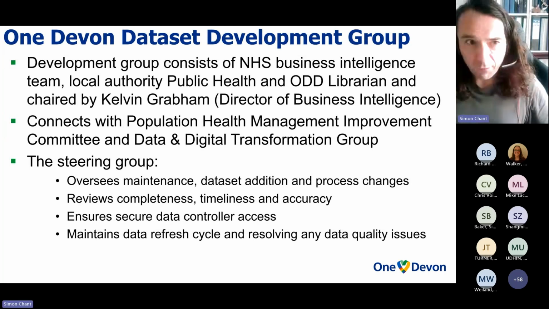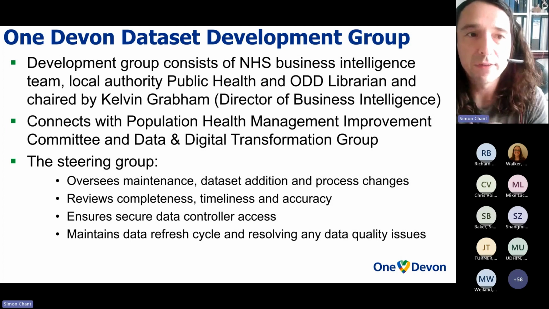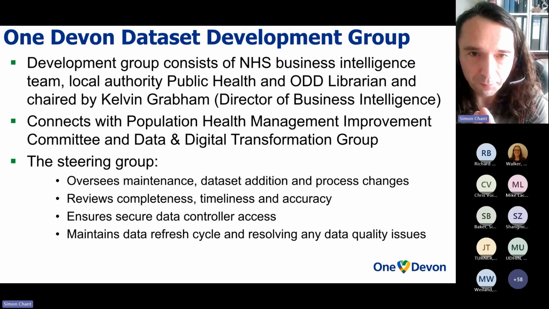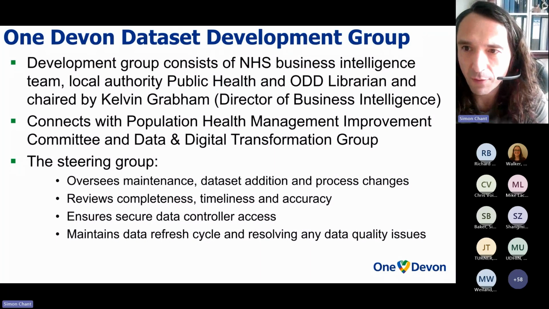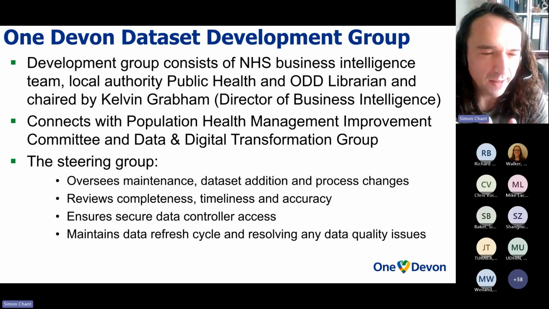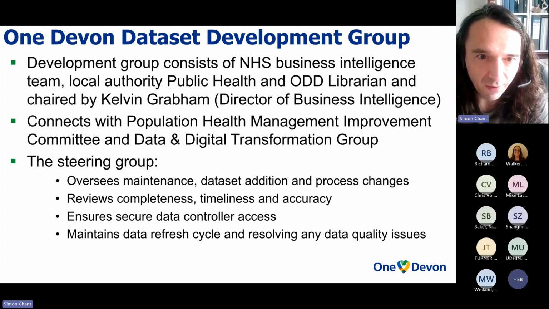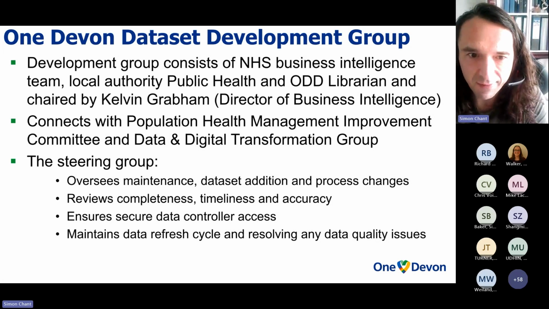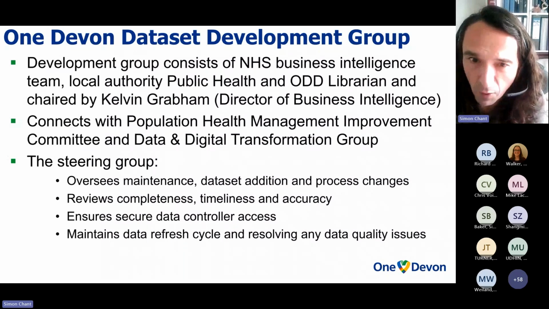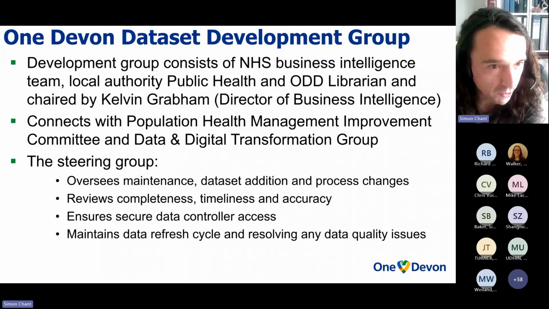Okay, so a little bit around governance now. We have 2 main groups, the first of which is the One Devon Dataset Development Group. This consists of mainly people in intelligence roles. So it's got business intelligence from the NHS, it's got public health, and it's also got our One Devon Dataset librarian, and that's chaired by Kelvin Grabman, who's the Director of Business Intelligence for the ICS. This connects as well with various committees within the ICS, including the Population Health Management Improvement Committee and the Data and Digital Transformation Group. So it sits and has a relationship alongside those groups, which sets some of that overall system direction as well.